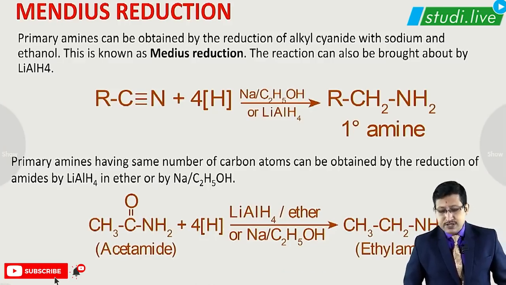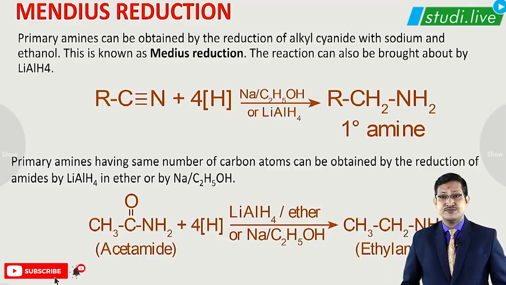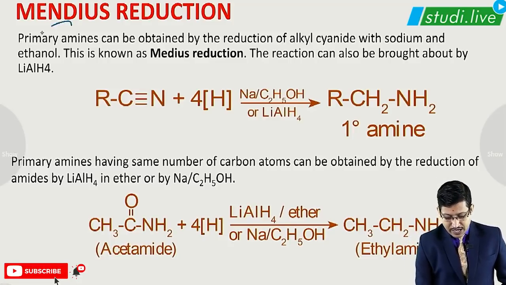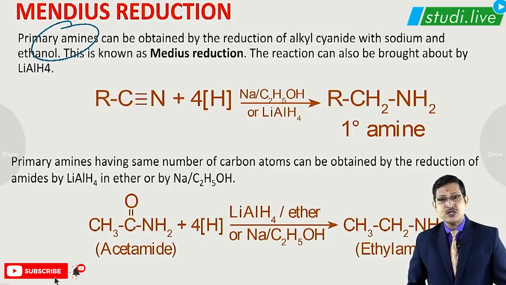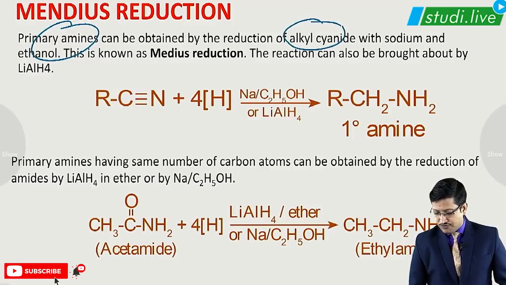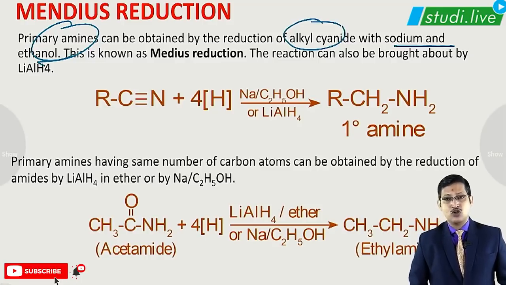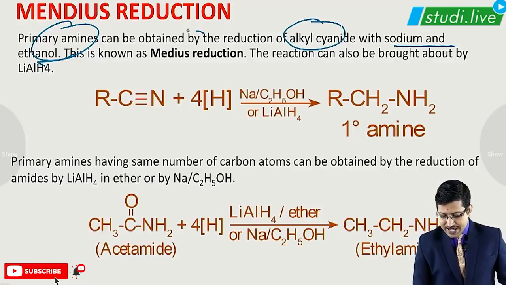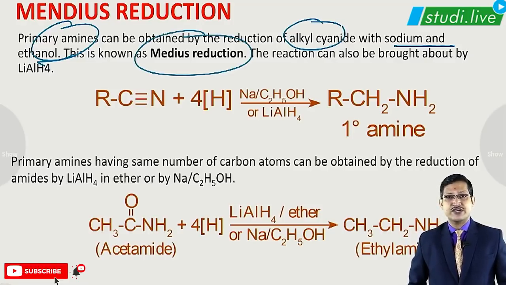The next one is Mendius reduction reaction. Now what is Mendius reduction reaction? It is the reaction for preparation of amines. So primary amines can be obtained by the reaction of alkyl cyanides with sodium and ethanol. So the conditions applied on the arrow are sodium and ethanol. This reaction is known as Mendius reduction reaction.